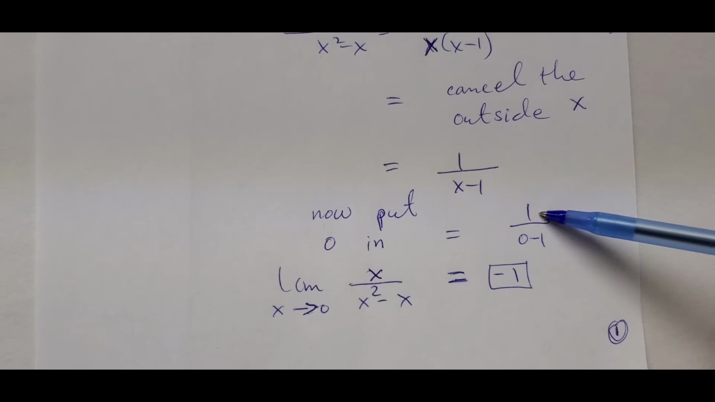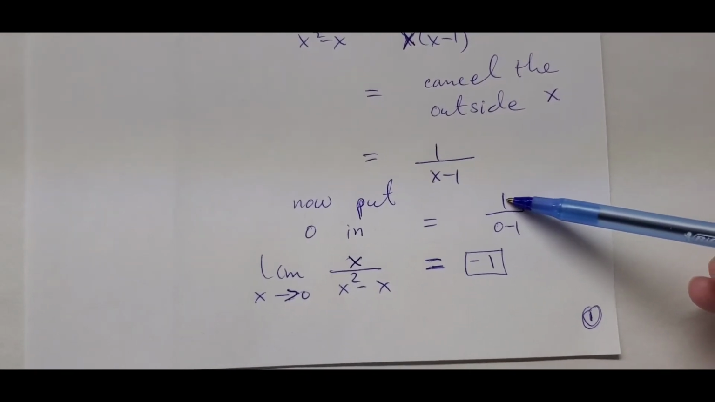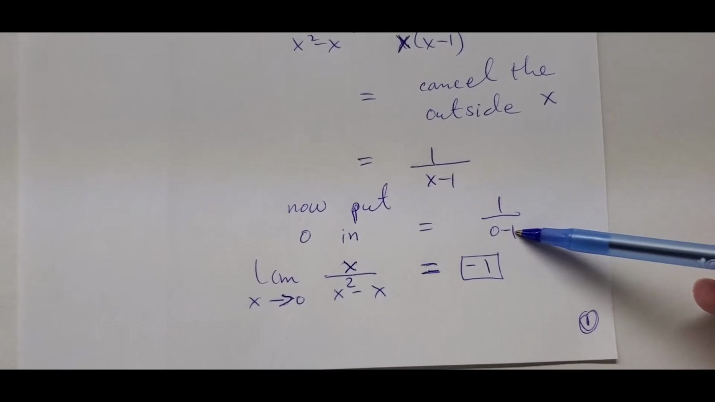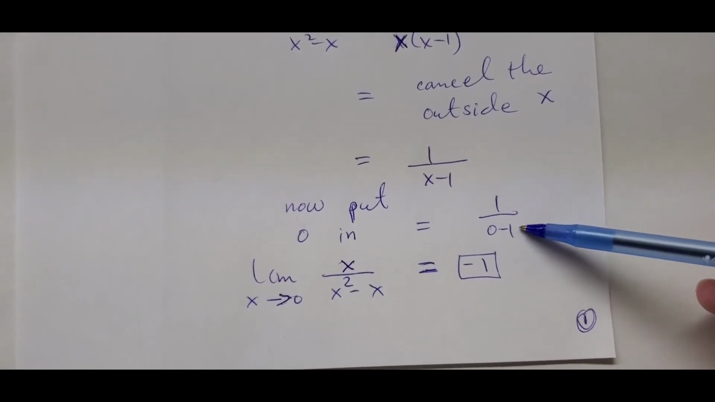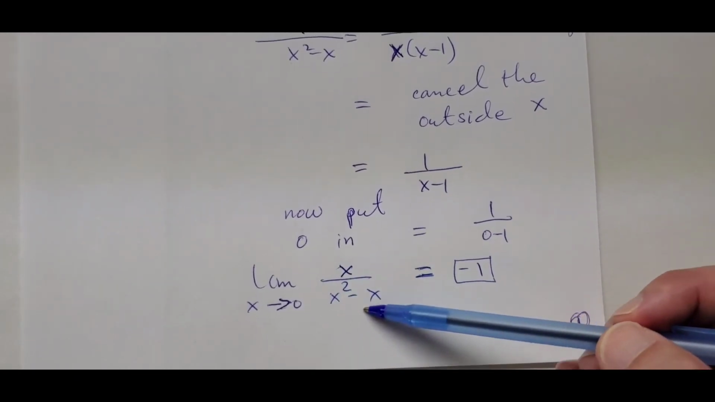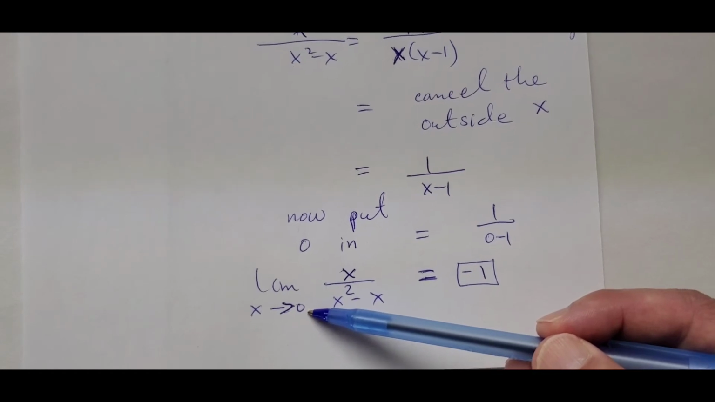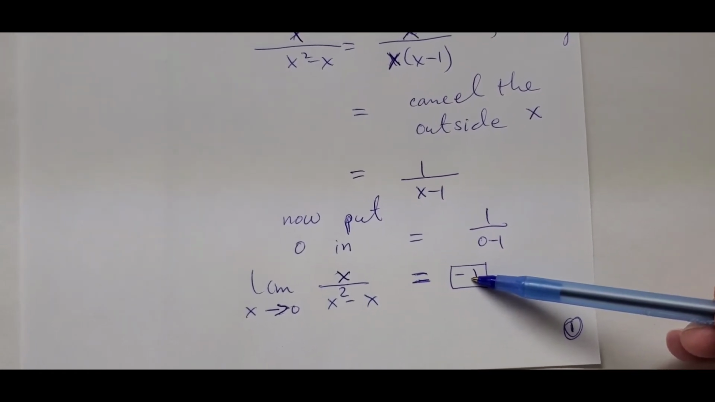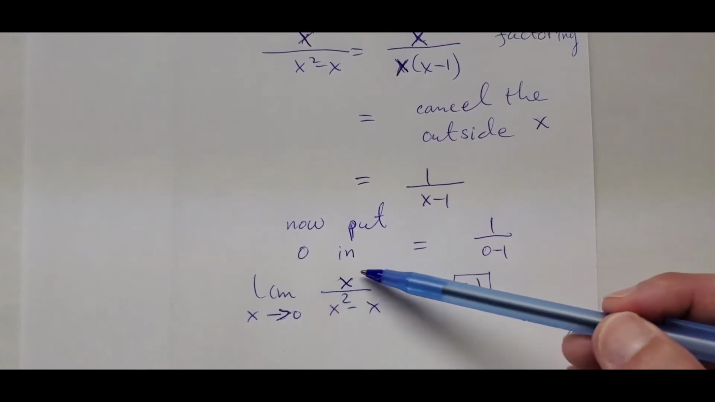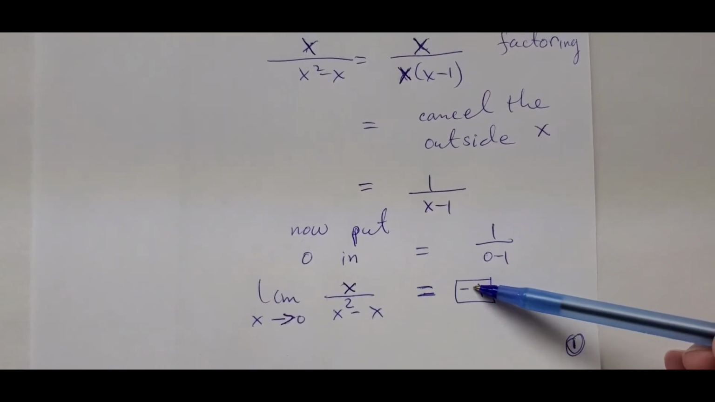So 1 over 0 minus 1. Well, 0 minus 1 is -1, so 1 divided by -1 is -1. So the limit of this function as x approaches 0 is -1. One more time, the limit of this function as x approaches 0 is -1.